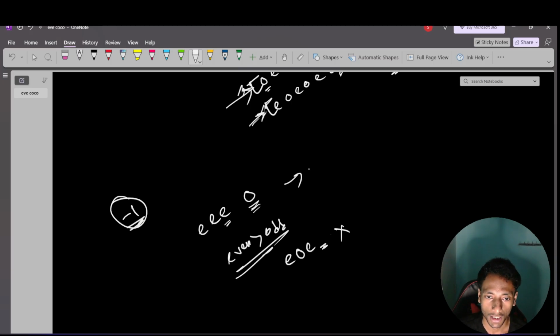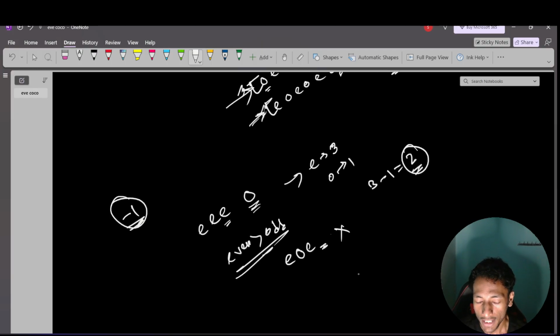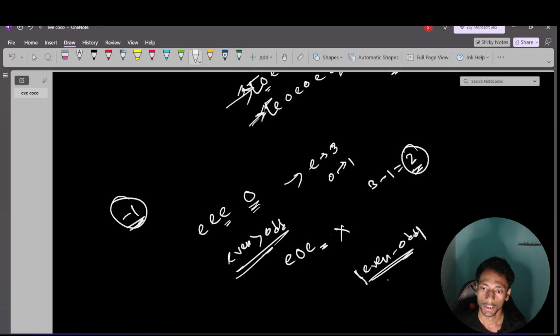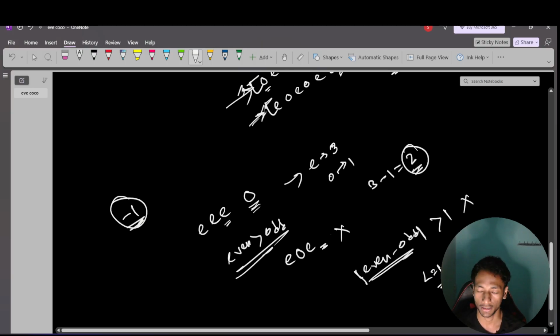For this situation, how many evens are there? 3. How many odds? 1. What is the difference? 3 minus 1 is 2. So if the difference between the counts of even and odd is at most 1, then I can generate an alternate parity array. If it is greater than 1, then I can't generate it. If it is less than or equal to 1, I can generate it, correct?